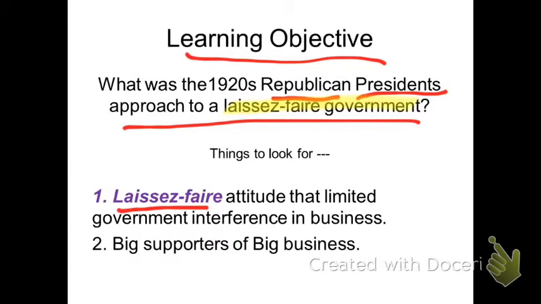Number one, a laissez-faire attitude that limited government interference in business. Again, that's the whole idea. The business of business is business, as Calvin Coolidge said. And the more limited government was in business, the more successful it was thought that business would be. And these three Republican presidents, and we'll look at pictures of them and at each one individually in just a moment, were all big supporters of big business.